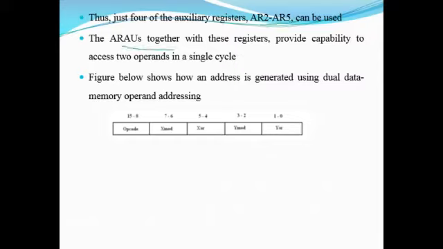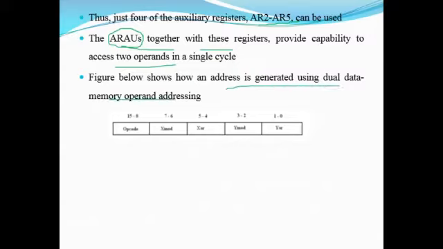Then the ARAUs together with these registers provide the capability of accessing two operands in a single cycle. Normally when we go with a single cycle, only one operand is accessed, but here in a single cycle we are going to access two different operands, which is done using the ARAU registers, because we have two ARAUs, ARAU0 and ARAU1. And this is the syntax of how the address is generated using dual data memory operand addressing.